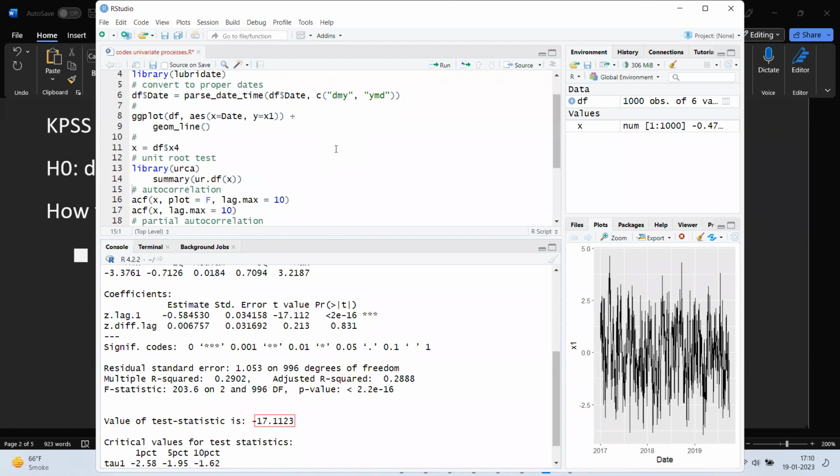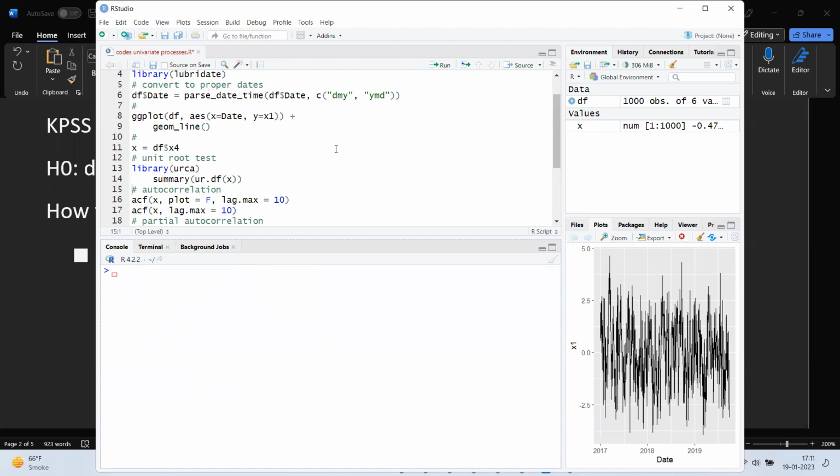Value of test statistic. It's negative 17. And what about the critical values? At 1%, 5%, 10%. So you see the values are given to you. And this particular value is much larger in magnitude. Minus 17 is beyond all the critical values. Conclusion, null is rejected. Means our data is stationary. You can do other tests also. And there is a package called tseries. I think I loaded it. The tseries package has a function called adf.test.